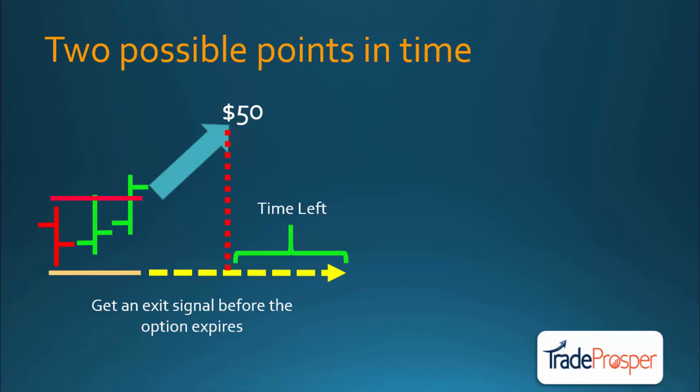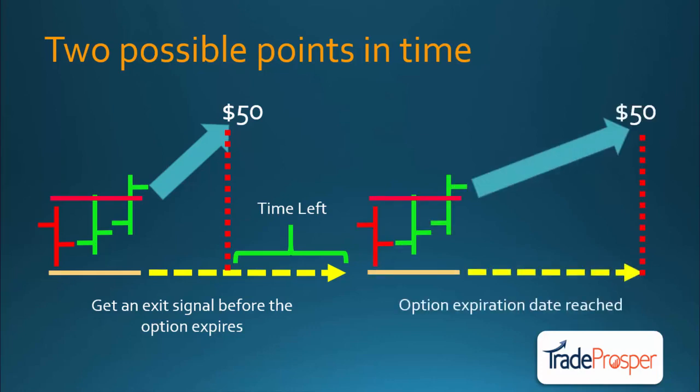And the second example we're going to look at is, what if we reach the option's expiration date before we wish to exit the trade naturally? So in other words, we didn't get a trend signal that says we have to exit here, but we're at the end of the expiration time, or the time available for the option itself. So we're going to look at those two strategies going forward.